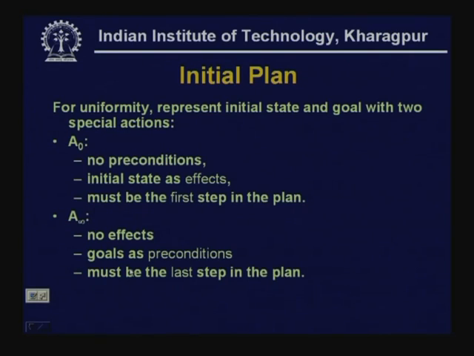So, let us look at the initial plan. For uniformity, we represent the initial state and the goal state with two special actions. A0 is a special action, or S0, which has no precondition, which has the initial state as effects, and it must be the first step in the plan. A infinity has no effects, the goals are its preconditions, and it must be the last step in the plan.